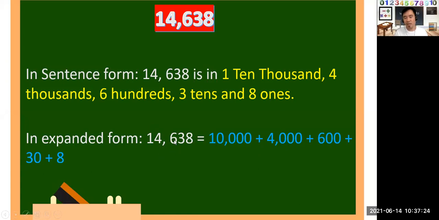And here the digit value of this number, number 6, is 600. So we write again plus 600. And the digit 3 is 30. And the digit 8 is 8. So 10,000 plus 4,000 plus 600 plus 30 plus 8. That's how to write in expanded form, just like when you were in grade 2.